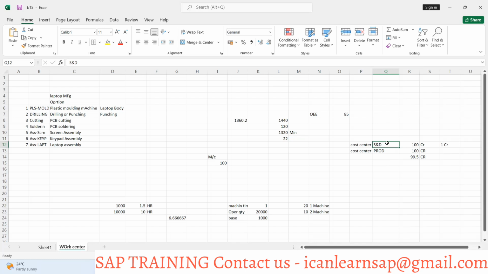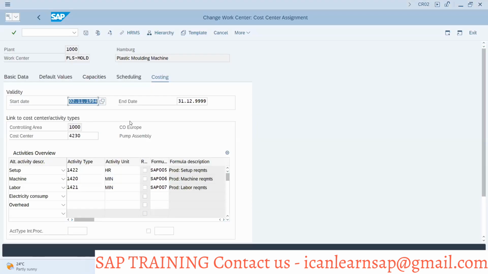Yes, sir. Now we are updating this cost center over here. It means for this machine, whatever setup time, machine time, labor time related expenses are going to happen, that will be taken from this cost center account, or they will be debited to this account. Everybody clear up till now? Yes or no? Okay. Now let us understand the next concept.